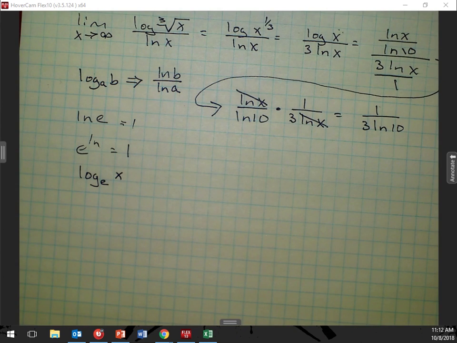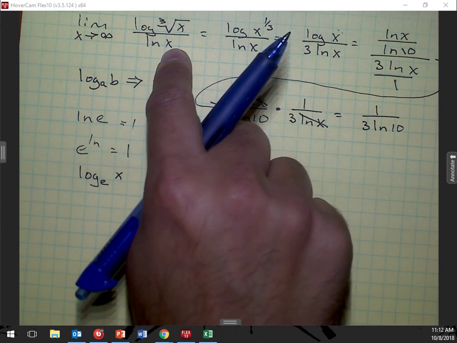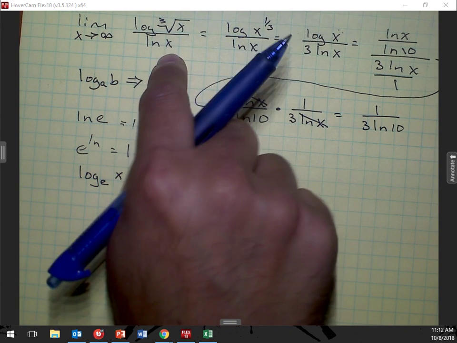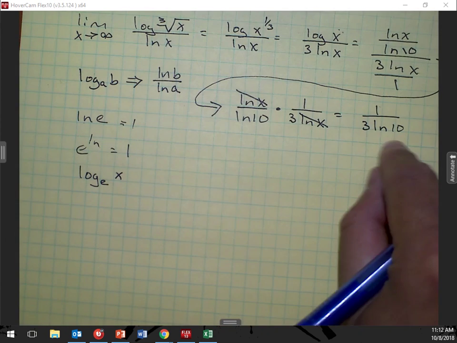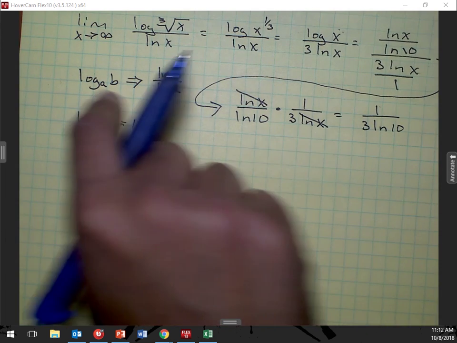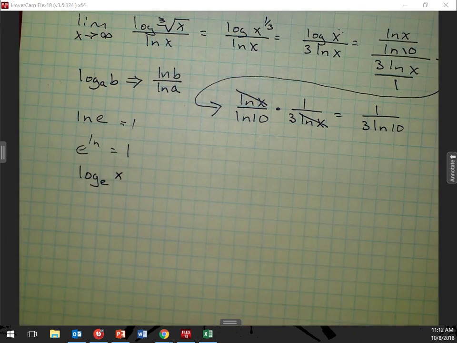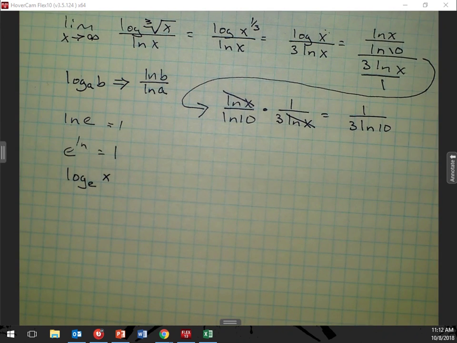Now, did I have to take a limit here? No, I didn't take a limit. All I did was remove the fact that I have a variable in here. So now the limit of this is going to be here. That's what I'm going to end up with.